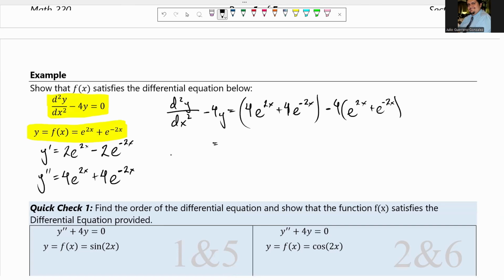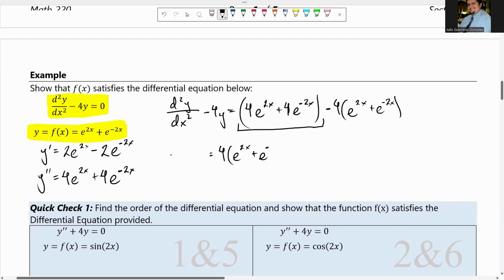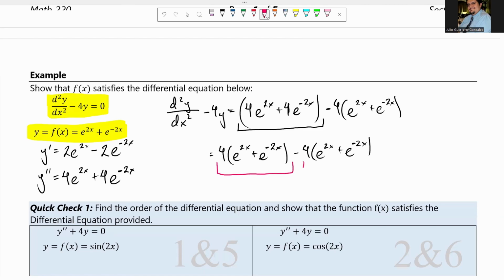In this first one, I get to factor out a 4. You guys see that? Because everything's got a 4 in it. 4 times e to the 2x plus e to the minus 2x, minus 4 times e to the 2x plus e to the minus 2x. It's happening again, right? There's a positive 4, negative 4. Well, this cancels out to 0, just like it says over here.